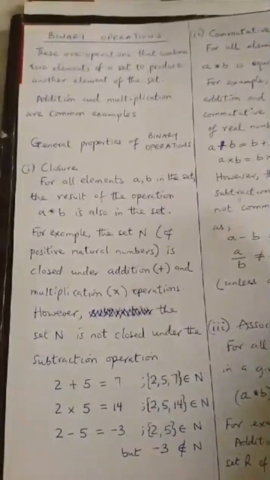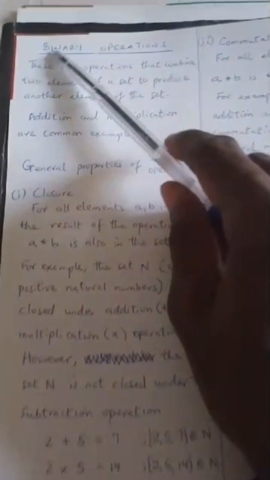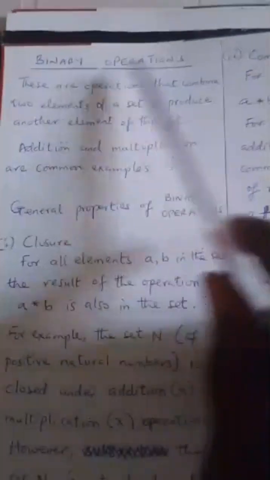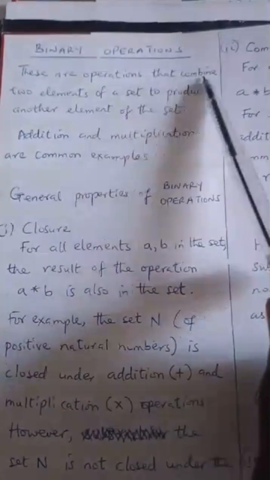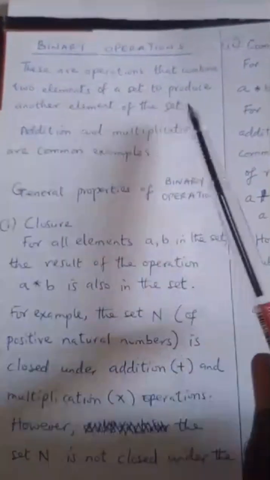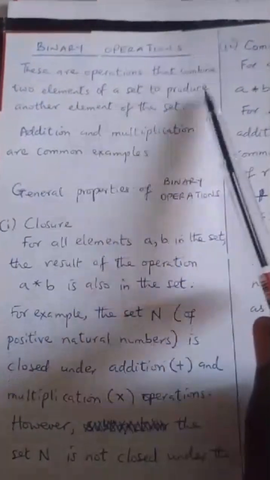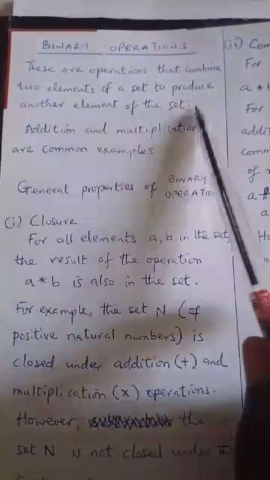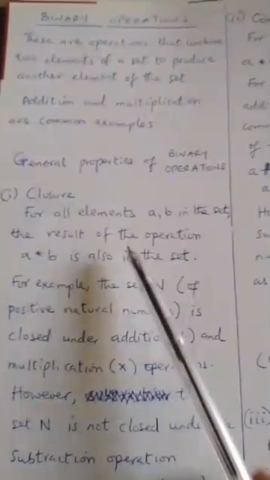This is Mr. Peter, and in today's mathematics class, we'll be talking about the topic of binary operations. Binary, from the word binary, that's two. These are operations that combine two elements of a set to produce another element of the same set. Addition and multiplication are common examples, okay?